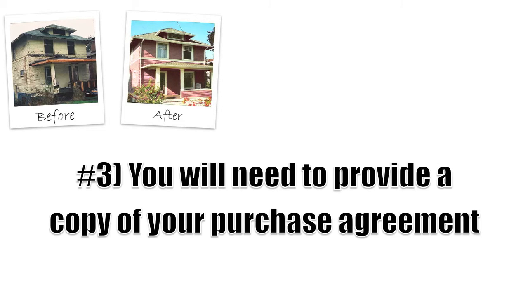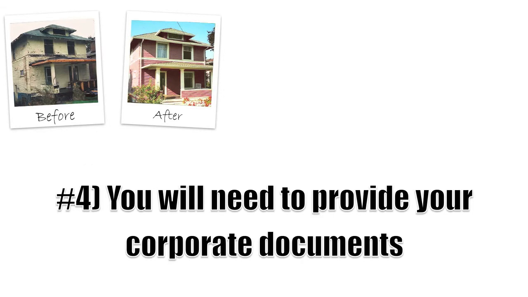Number 3, you'll need to provide a copy of your purchase agreement if you already have a contract on the property. Number 4, if you'll be purchasing the property in the name of a corporation or LLC, which most lenders will require, you'll need to provide the articles of incorporation, your bylaws or operating agreement, and corporate resolution. Many lenders will not accept online versions of this. Normally, you can submit a scanned or copied version of the stamped filed documents provided to you by the state.